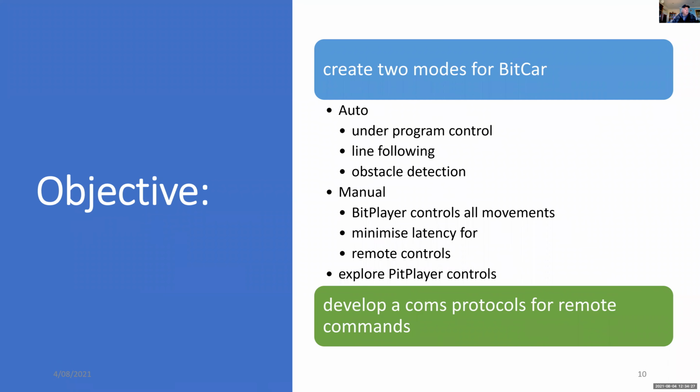One's an automatic mode, and you can select automatic or manual from a remote control player called the BitPlayer. So under automatic, the Bitcar will follow the line, and it will do obstacle detection and avoidance. In manual mode, BitPlayer will control all the movements, and I'll provide plenty of support using feedback and minimize any latency that might cause.